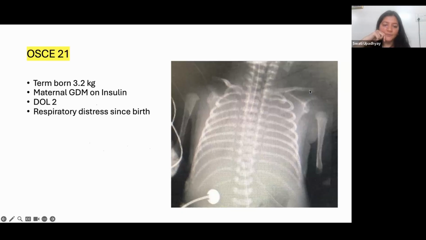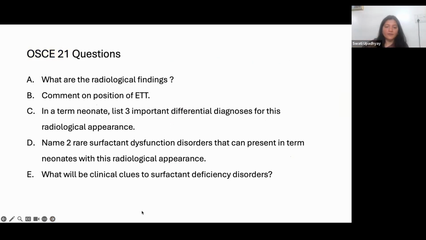And yeah, so next question is, in the term neonate like this, list 3 important differential diagnoses for this radiological appearance. Yes, so one would be very important, that is RDS, particularly here in this setting, because the mother had gestational diabetes mellitus. So RDS is definitely on the top. Others can be GBS, very good. Anything else?